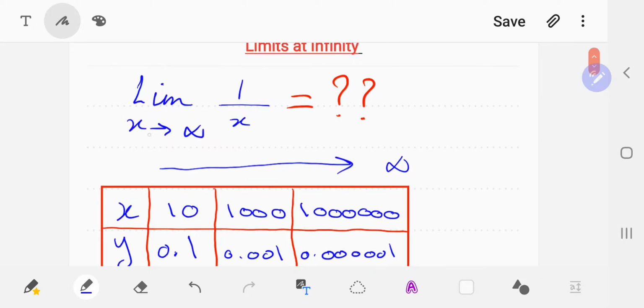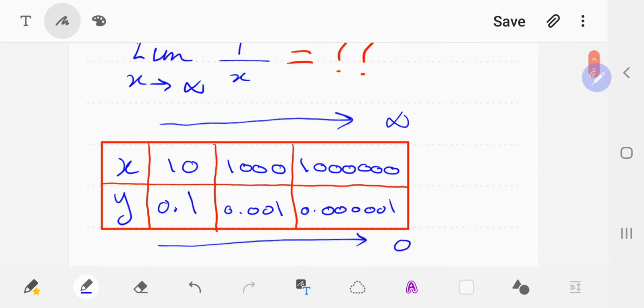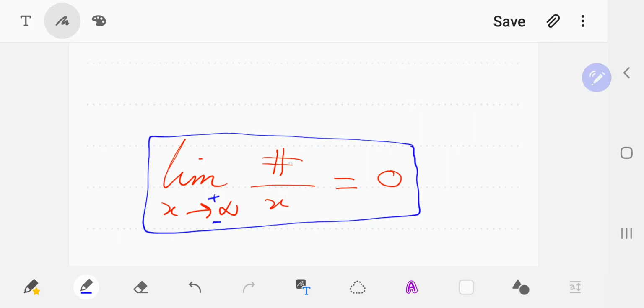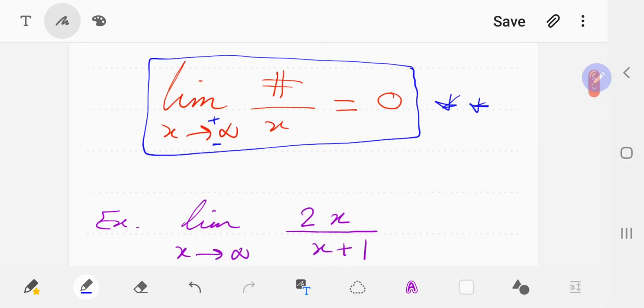This means the limit of 1 over x as x approaching infinity, or if you use negative infinity, of course it will be the same thing. So as x approaching infinity or negative infinity, the answer will be equal to 0. So actually this is for positive or negative infinity. The answer is 0 when you divide a number by infinity. And this rule is very important and we're going to use it later.